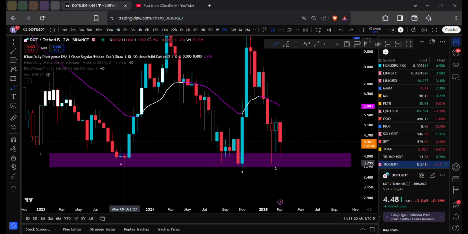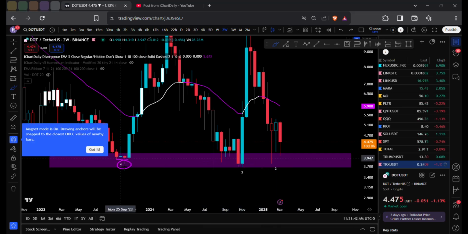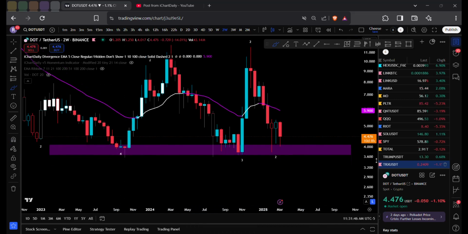Just by the way, this was October 23. This was July 24. This was February 25. So I just want to let you know there are buy orders at these levels three times already in two different years. Okay? So to make an assumption, if I say, is it a good time to buy?